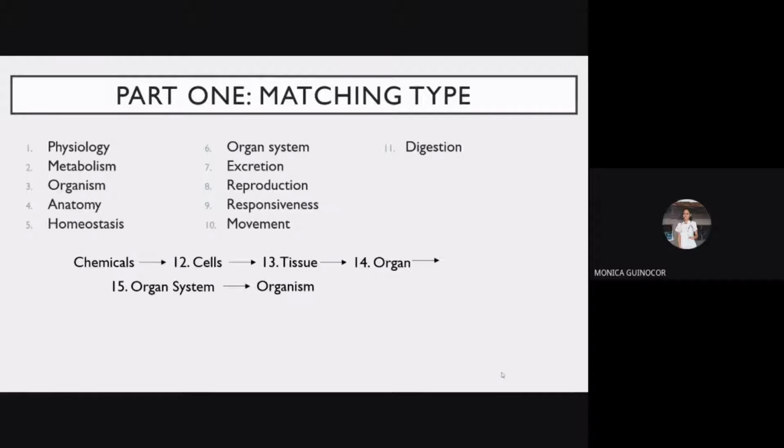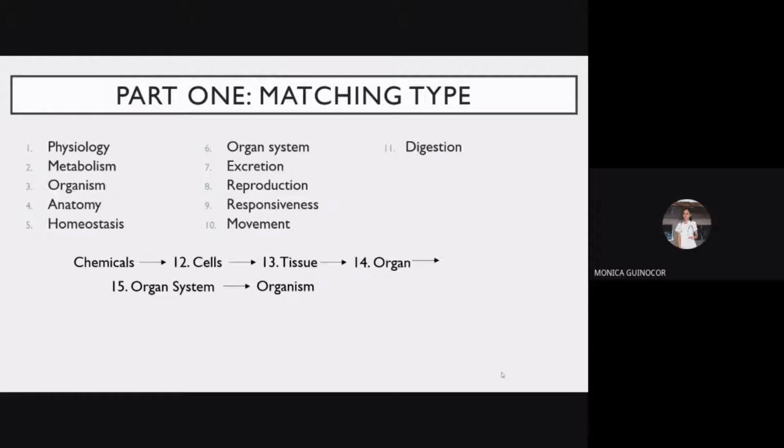In number 4, the study of the structure and shape of the body and its parts and their relationships to one another, our answer is anatomy. So, for example, an organ which is the heart, the study of the types of tissues found in the different parts of the heart is what we call anatomy.